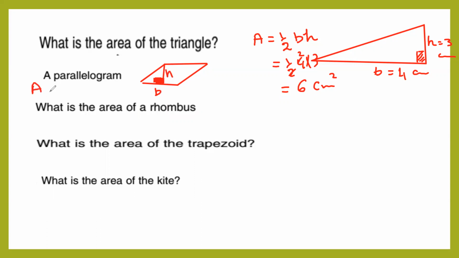So the area in this case is base times height. For example, if the base is 4 and the height is 3, the area is 4 times 3, which is 12. For example, if the unit is feet, then it's feet squared. Next.